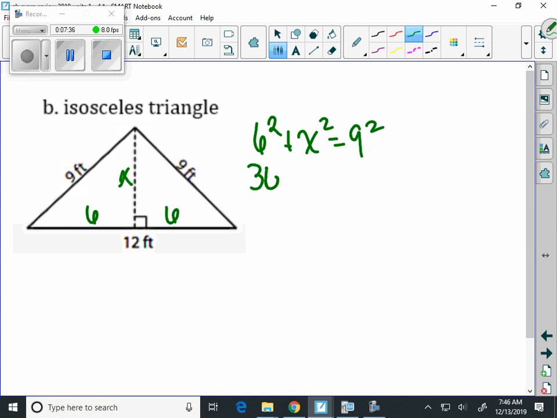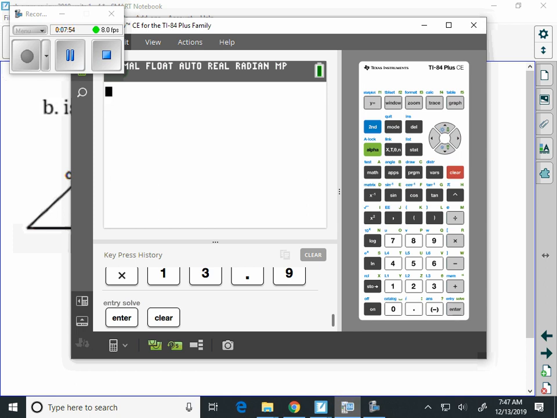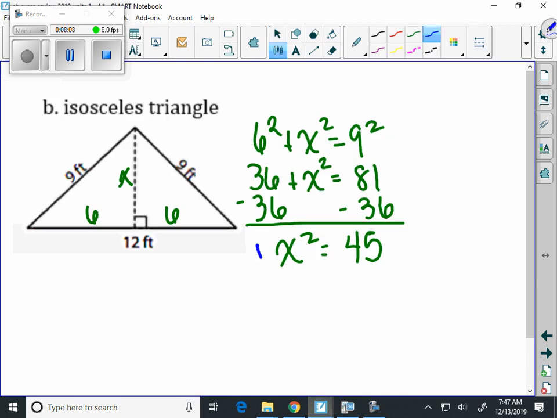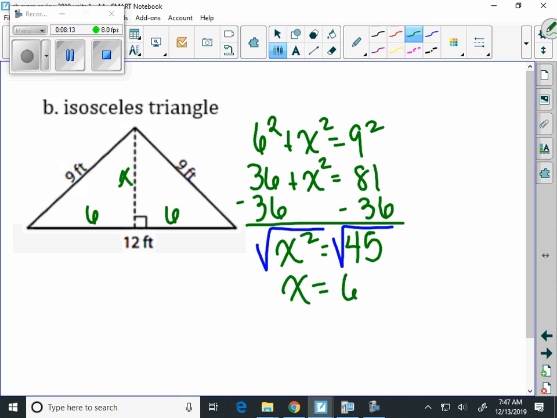So we get 36 plus x squared equals 81. We're going to subtract 36 from both sides. And we get x squared equals 45. Again, I'll check my math here as we get ready to take the square root of that. 81 minus 36, there's the 45, and then we take the square root of 45, which gives us 6.70, so we're going to leave it as 6.7. We took the square root of both sides, so x equals 6.7.